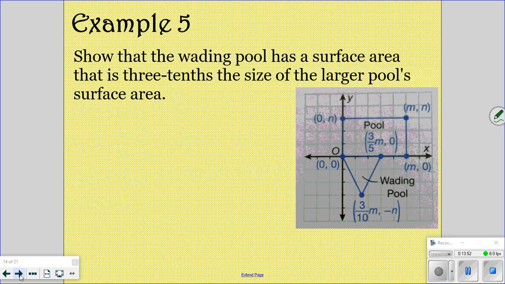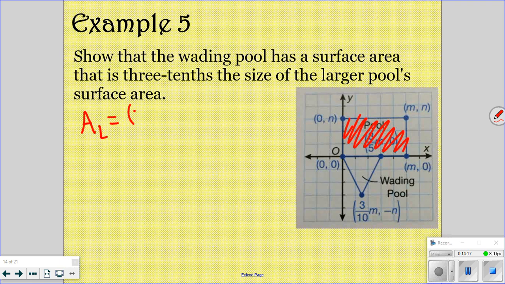Looking at another example, we want to show that the wading pool has a surface area that is 3/10 of the larger pool surface area. So let's first find the area of the larger pool. That's going to be this part here. And so area of a rectangle is going to be the length times the width. So this is m times n. So area of the larger pool is m times n, which is just mn.